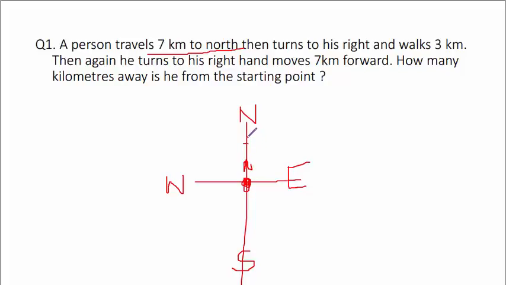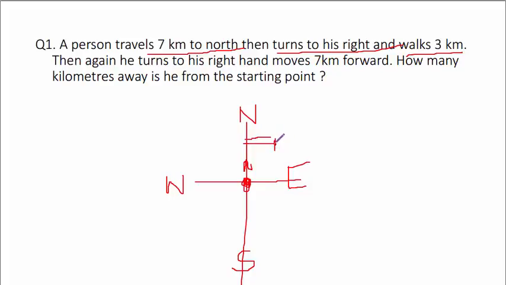Okay, now he turns to his right and walks 3 kilometers. So by keeping yourself at that point, you turn right. So your right direction will be this direction. So this will be your second point, and this distance will be 3 kilometers. Okay, after traveling this 3 kilometers, he again turns to his right and moves 7 kilometers forward.